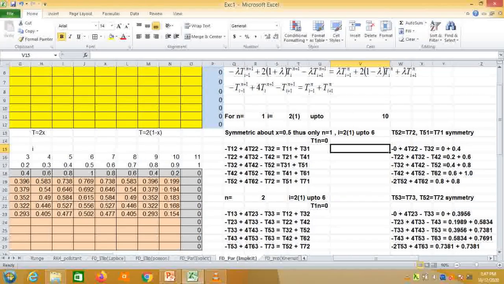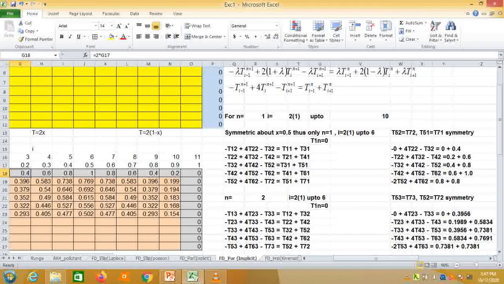That's 0, obviously, plus 4 times T22 minus T32, and T11 is 0, obviously. Value at the boundary. T31 from the initial condition is given to be here 0.4. Similarly, for the second set of equations, negative T22 plus 4 times T32 minus T42 is equal to T21, initial condition is 0.2. Yeah?